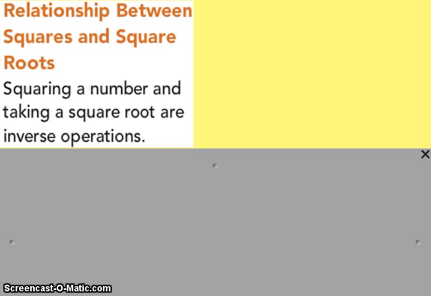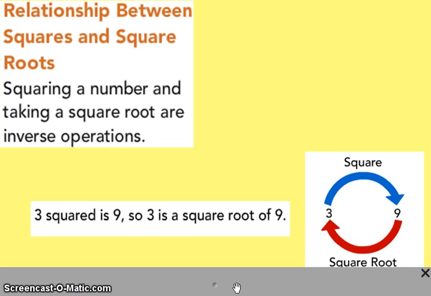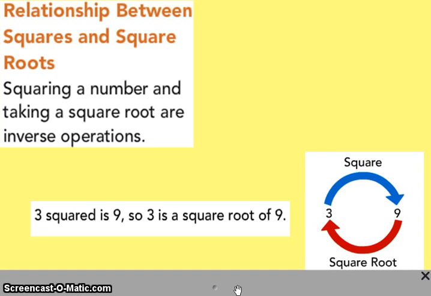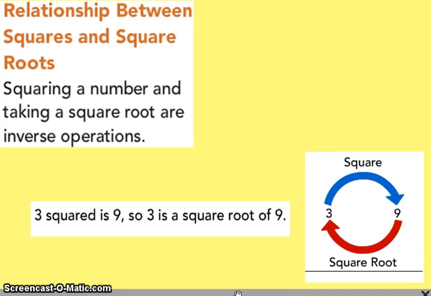The next key concept is the relationship between squares and square roots. Squaring a number and taking a square root are inverse operations. So here we have 3 squared is 9, so 3 is the square root of 9. When you look at the little diagram, on the left you've got 3. If you square 3, you get 9. However, you take the square root of 9, following the red, you end up back at 3.